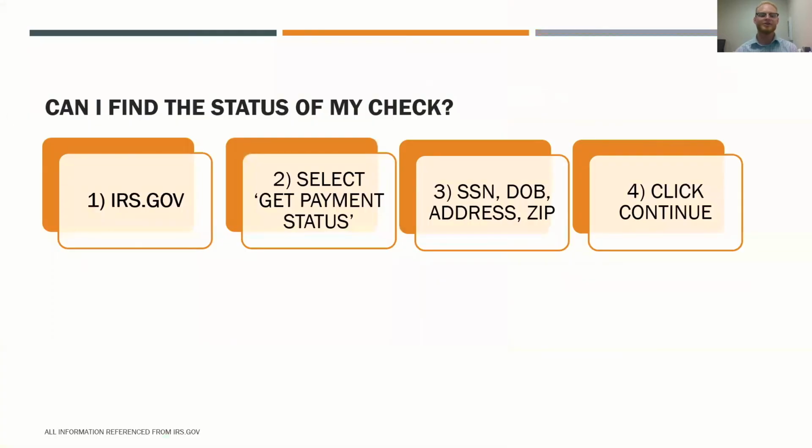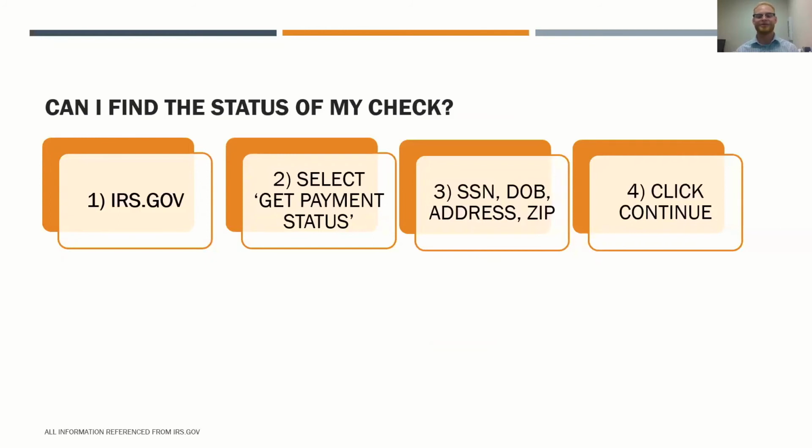All right. Question 3, how can we find the status? I have 4 steps for you here. I have 2 snippets after this. I'm going to show you both the non-filers, enter payment info, and the status of your check. So step 1, we go to irs.gov. Step 2, like I said, with the non-filers, enter payment info here, there's going to be a white box to your left. On the right, you're going to see another white box that says get payment status. You're going to click on that.